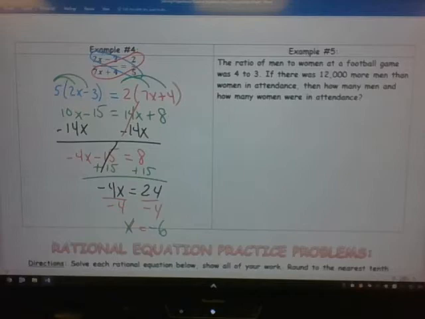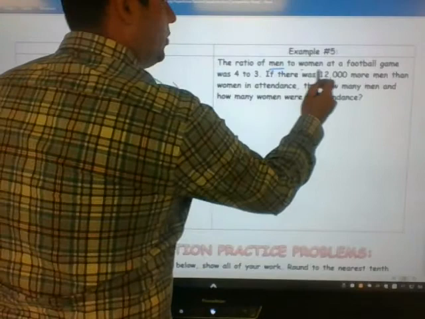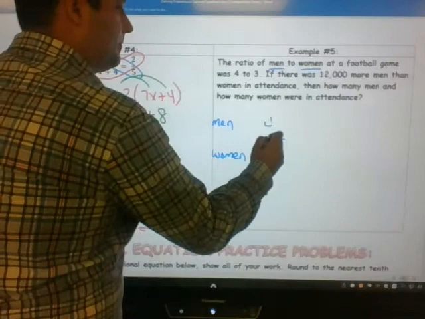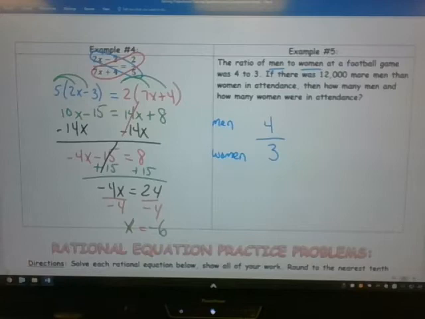Let's look at a word problem for once. The ratio of men to women, so I'm going to write here men to women, just to kind of set it up. We know that it's going to be a ratio of 4 to 3. So for every 4 men, there are 3 women. If there was 12,000 more men than women in attendance, then how many men and how many women are in attendance?